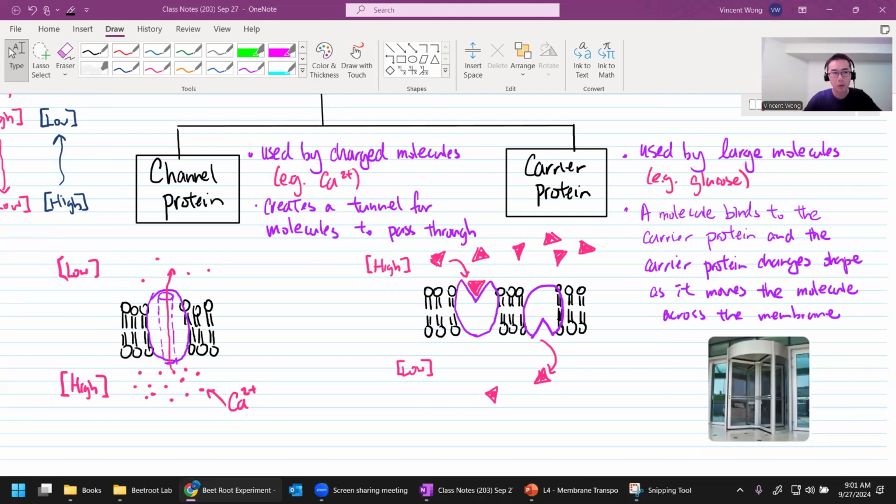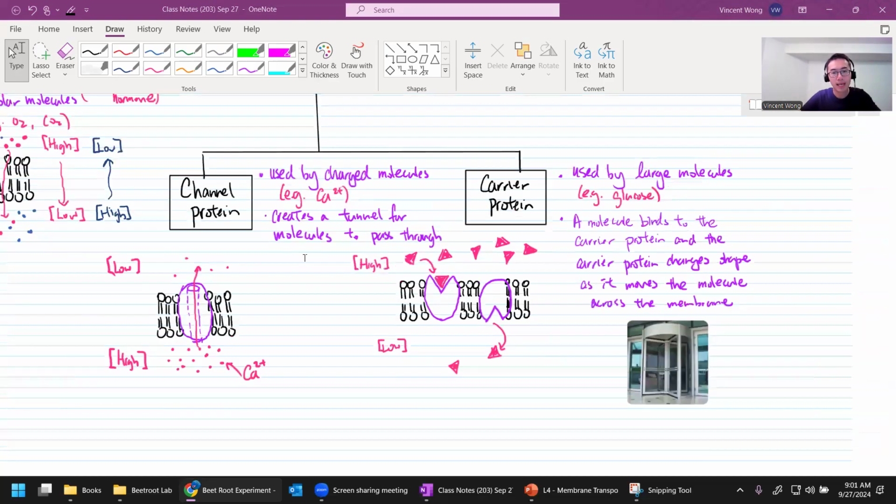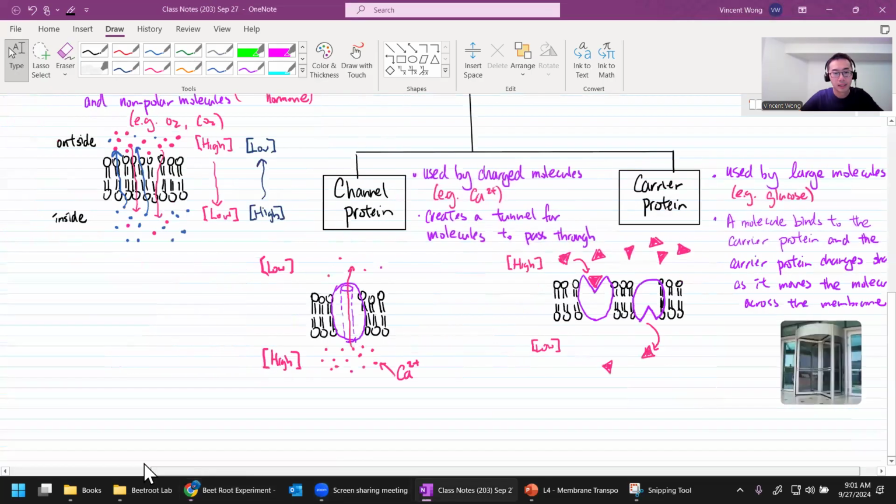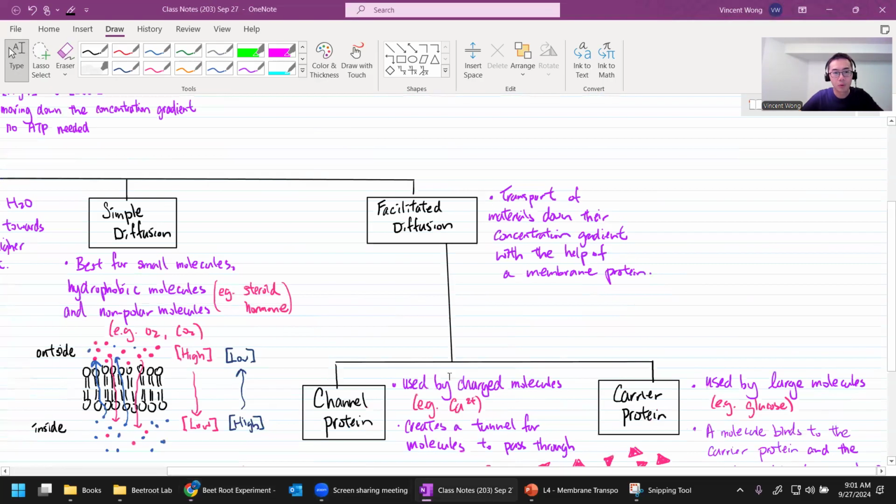No ATP required. Why? Because it's going from high to low concentration. It's passive transport. That's all the passive transport that we have. Does anybody have any question at all?